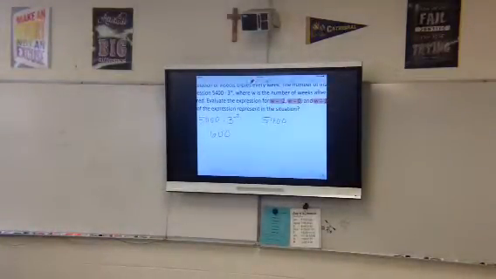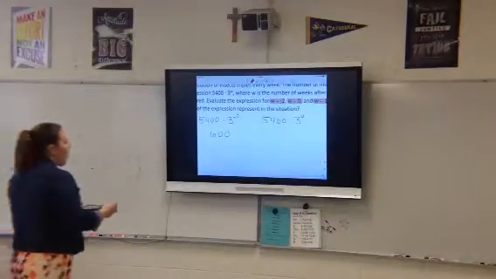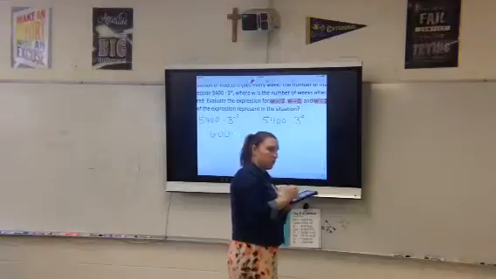Take 5,400 times 3 to the 0. You hopefully can just do that one in your head. Times, and then 3, and then 0. On this one, what's 3 to the 0? 1. So we really just end up with 5,400.